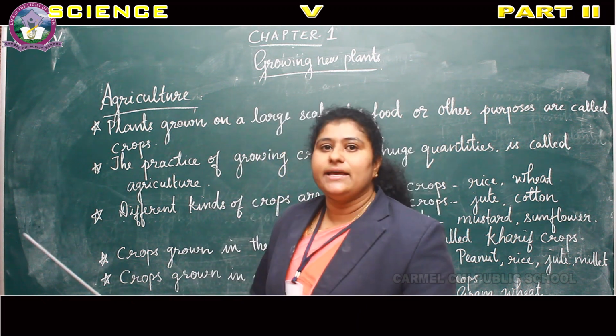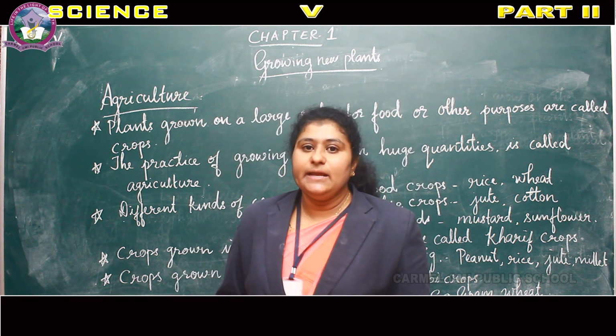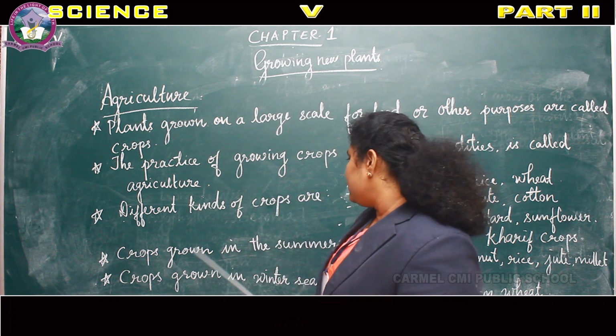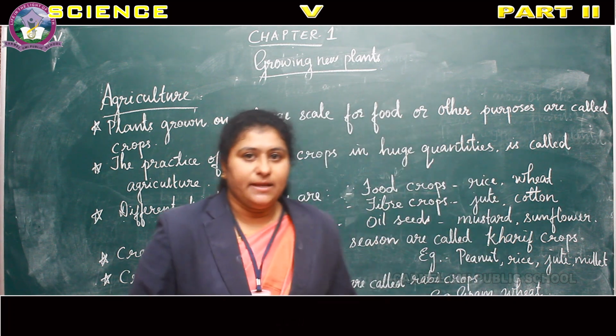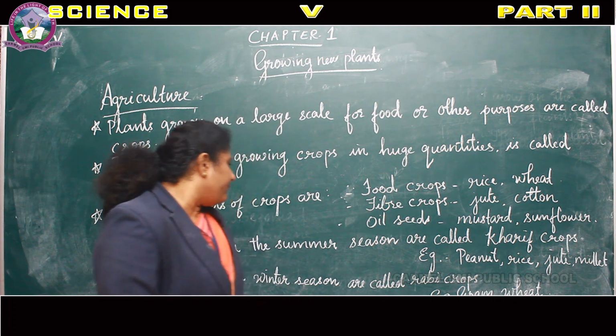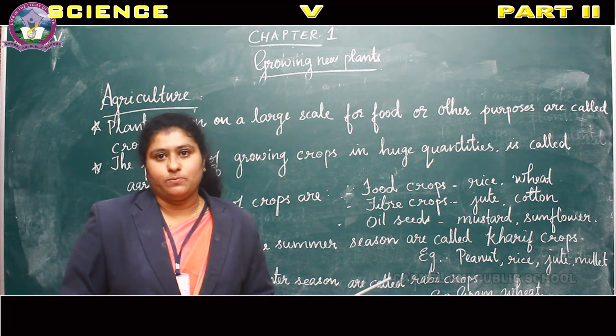In India there are two seasonal crops, kharif crops and rabi crops. Crops grown in the summer are called kharif crops. Crops grown in the winter are called rabi crops.